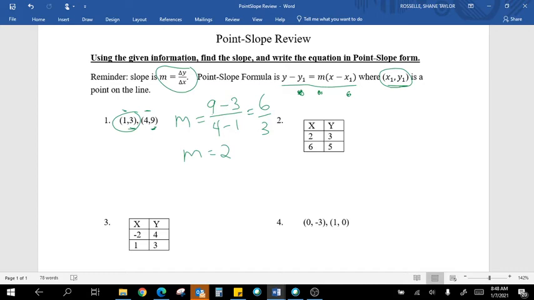I'm going to write down the generic form: y minus y1 equals m times x minus x1. My x1 is the x-coordinate of that first point, 1 comma 3, and the x-coordinate of that is 1. So that's going to go right here. My y value is 3. So that's going to go right here.